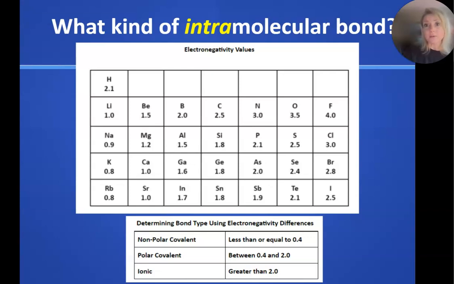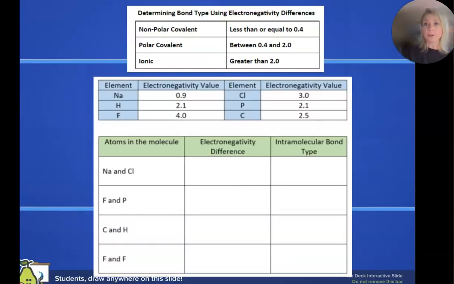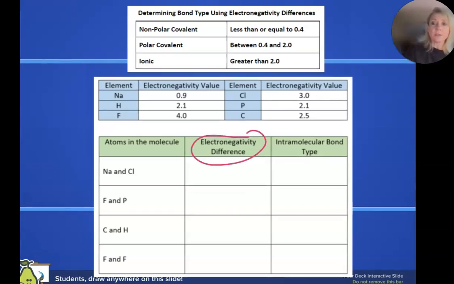Now, this is something that you guys have already done. These are electronegativity values, and you need to use them in order to determine what kind of bond exists between two atoms. And so basically, what you're doing is you're subtracting the values that you have here in the electronegativity table, and then you come down here and use that difference to figure out what kind of bond you have between two atoms. And so here, go ahead and pause this video so that you can figure out what the electronegativity difference is and what the intramolecular bond type is.